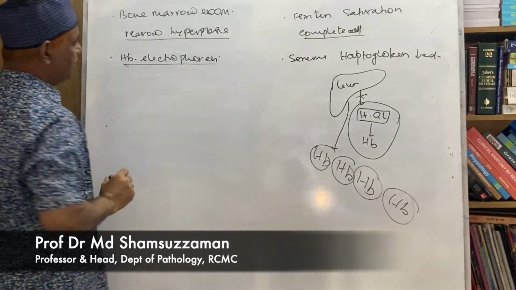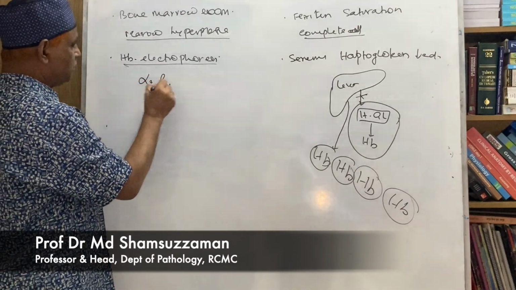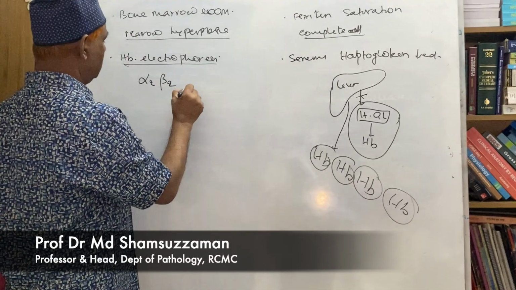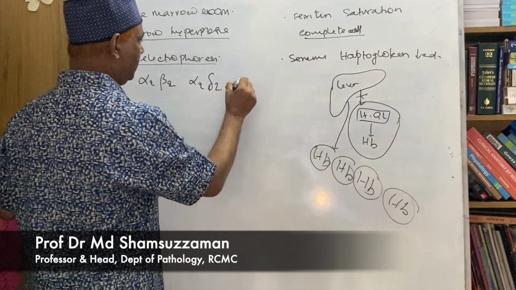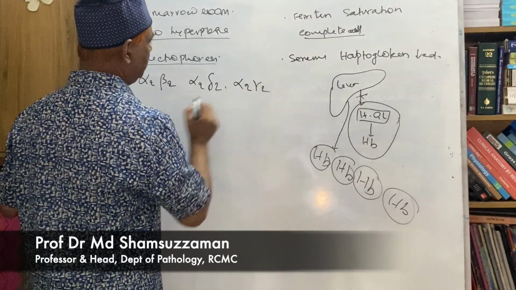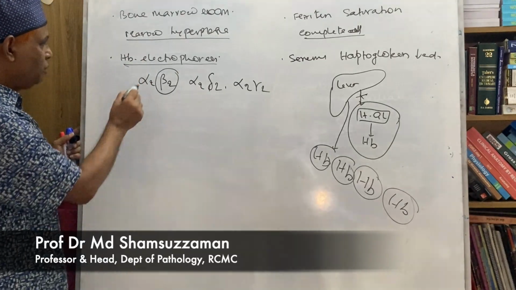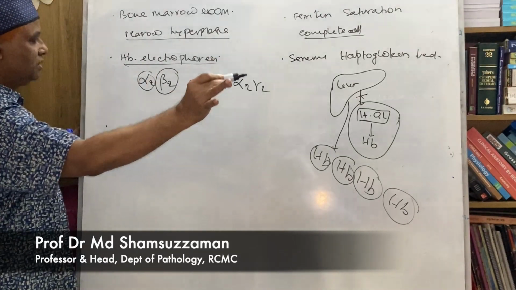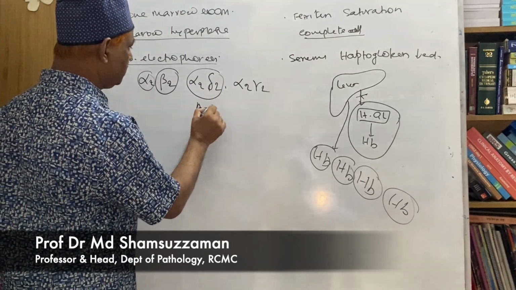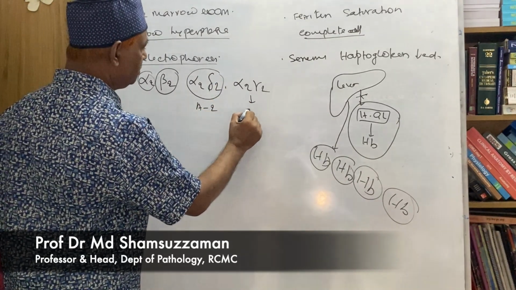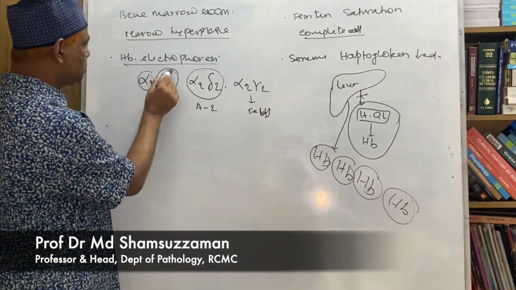If it is a case of beta thalassemia, again we can recapitulate: alpha 2 beta 2, A1; alpha 2 delta 2, A2; and alpha 2 gamma 2, fetal hemoglobin. If there is sufficient reduction of beta chain, it will be aggregated and it will lead to hemolysis. So there will be increased A2 and increased fetal hemoglobin, as there is reduction of beta chain.